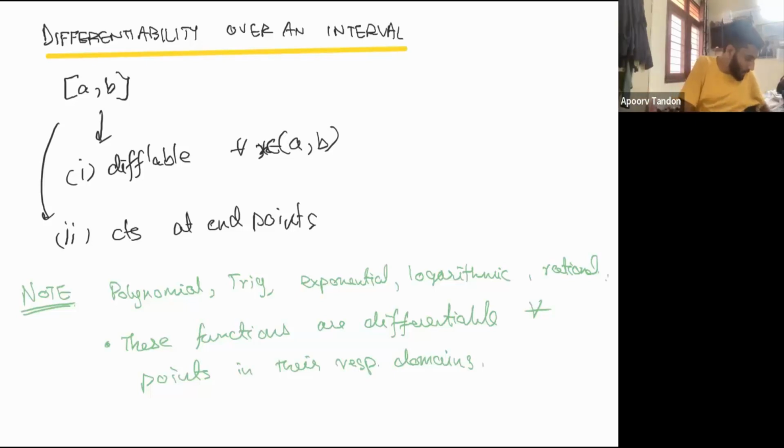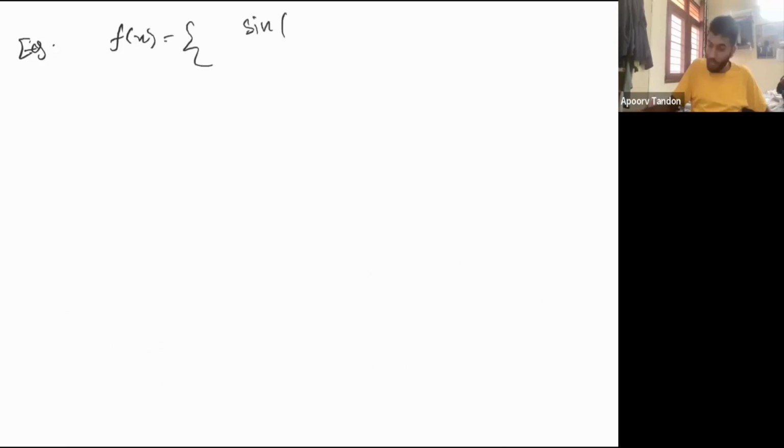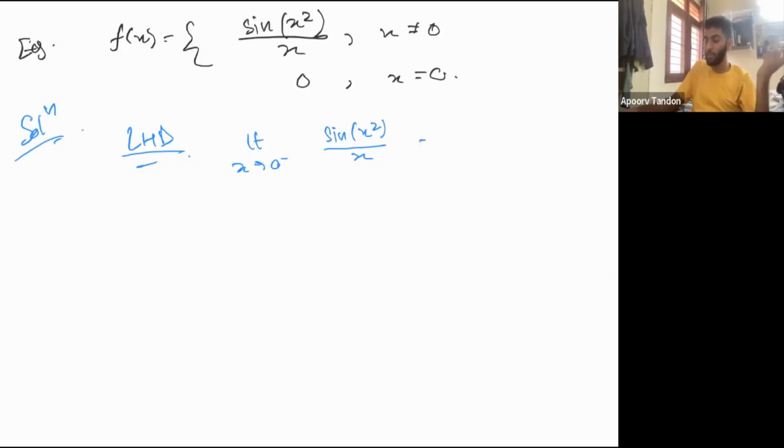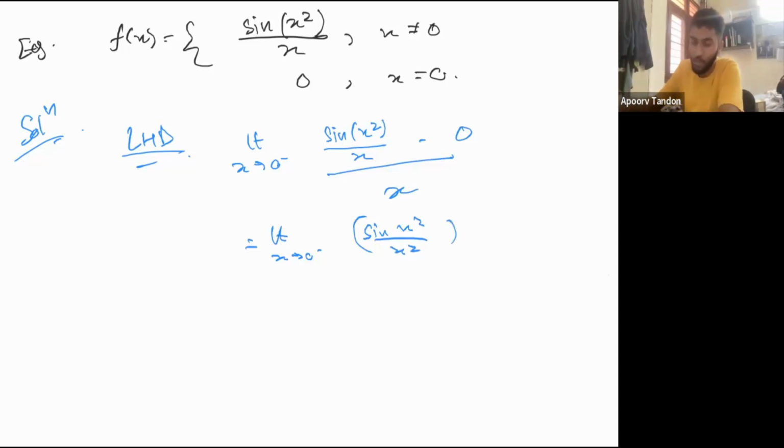Let's look at another example. Let's discuss the differentiability of f of x equals sine x square over x when x is non-zero, and 0 when x is 0. Here we're going to use the first principles again to solve this question. Let's consider the left-hand derivative. The left-hand derivative would be the limit as x tends to 0 minus of f of x minus f of a, which is f of 0, which is 0, divided by x. So this boils down to the limit as x tends to 0 minus of sine of x square over x square. And from the chapter of limits and derivatives, we know that this evaluates to 1.